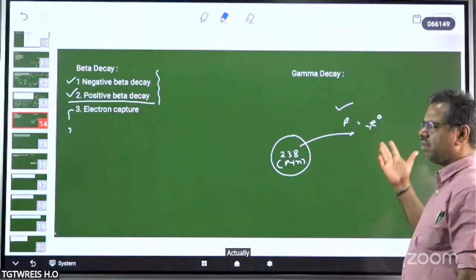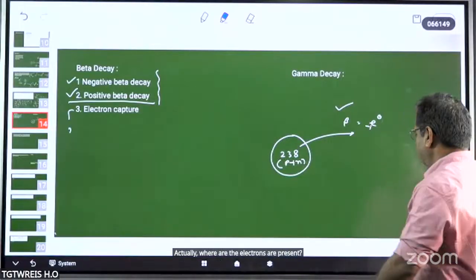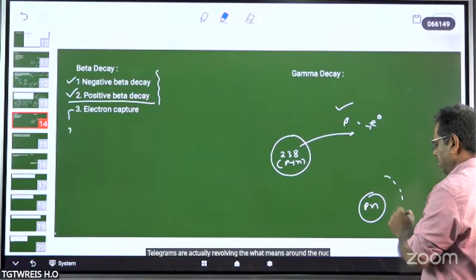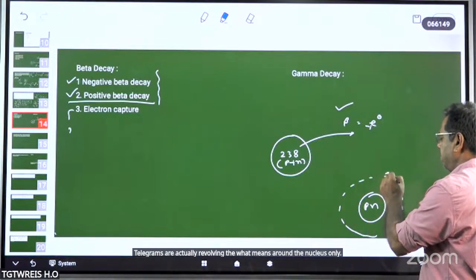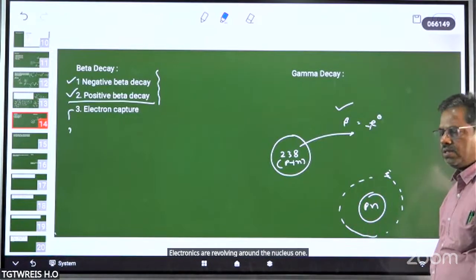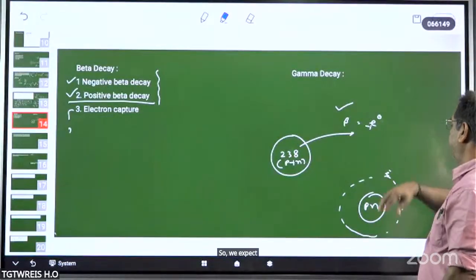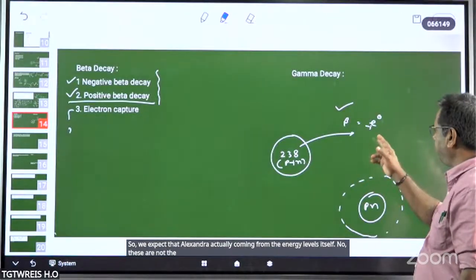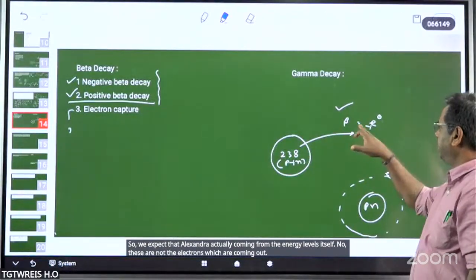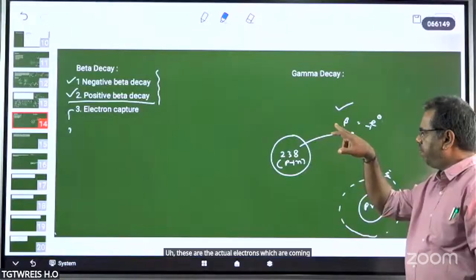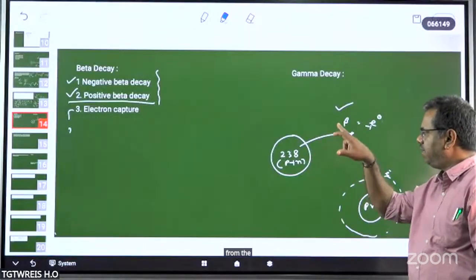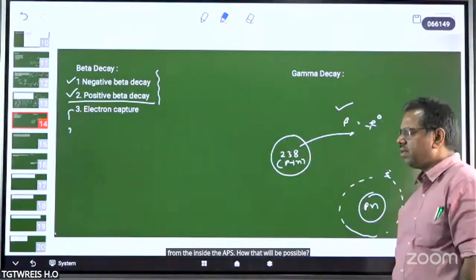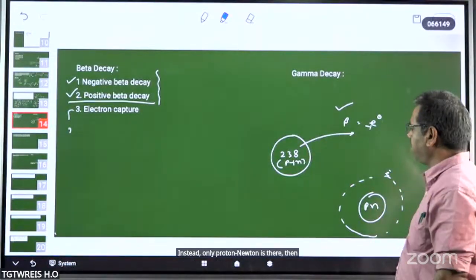Actually, where are the electrons present? Electrons are revolving around the nucleus only. So we expect that electrons are coming from the energy levels itself. No, these are not the electrons which are coming out. These are the electrons which are coming from inside the nucleus. How will that be possible? Inside, only proton and neutron are there. Then how will the electron come out?